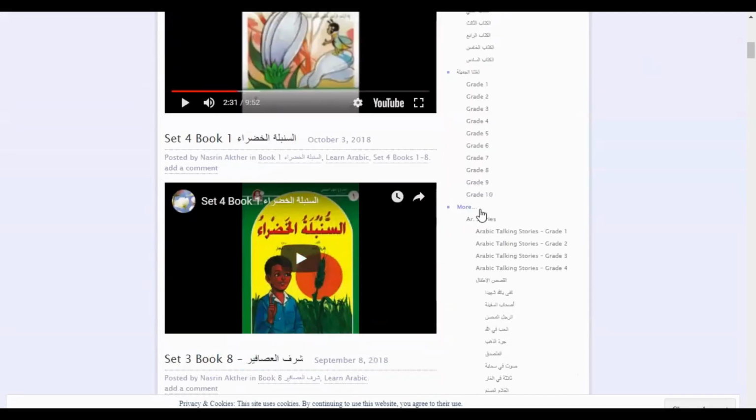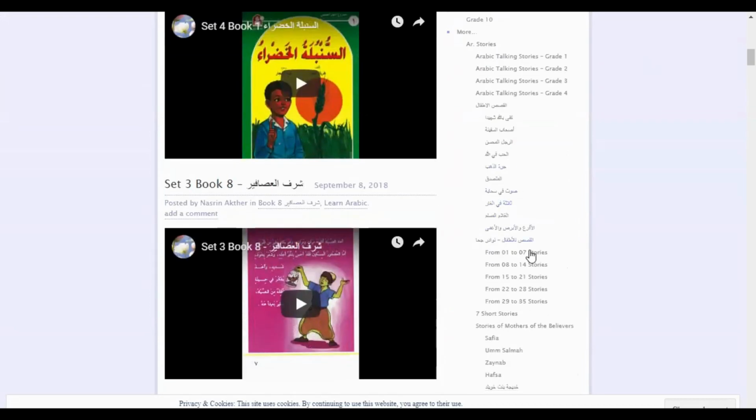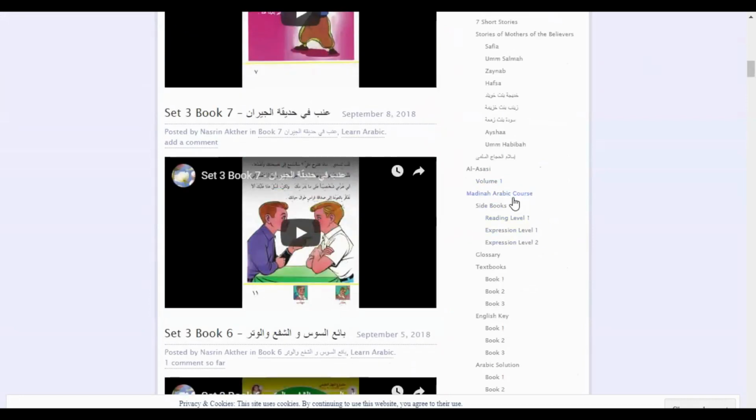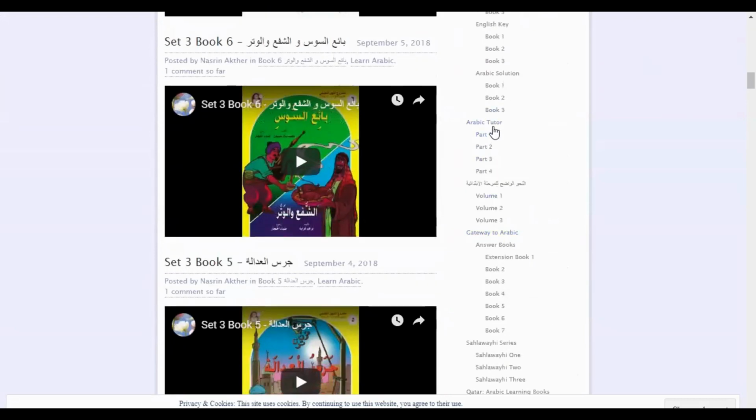So I would not recommend these Arabic books first. There's a book called Madina Arabic. If you've not done Madina, then you should start with Madina anyways. Arabic Tutor is a good book. Part 1 you should start with: Arabic Tutor Part 1, Part 2, Part 3, Part 4. It is in English.